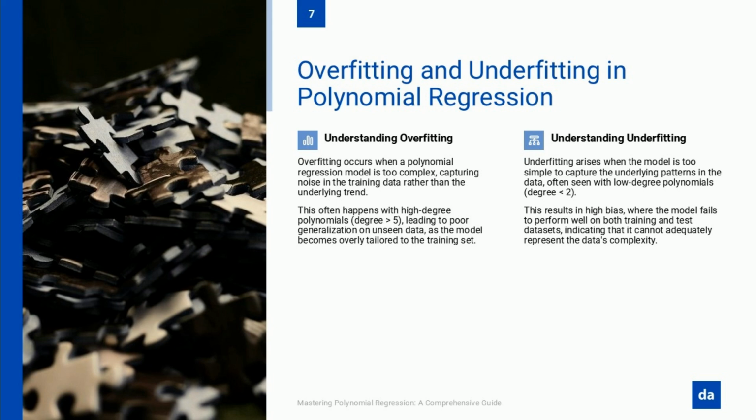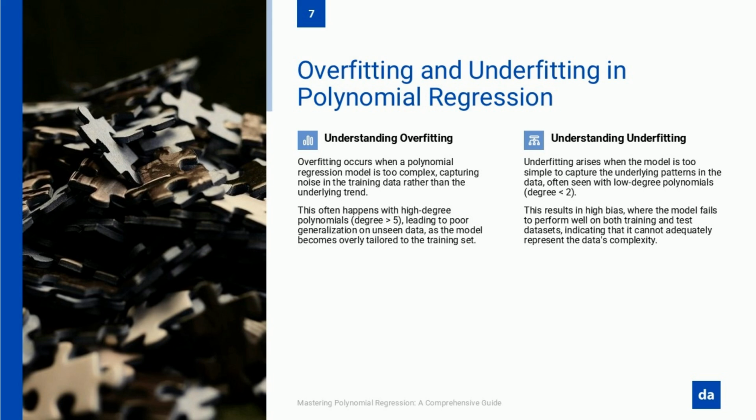For example, using a first-degree polynomial, which is a straight line, on data that clearly follows a curved trend will fail to capture the actual relationship. The model makes predictions that are too simplistic and does not learn enough from the data, causing poor performance on both the training and testing datasets. This is often a sign that the model needs a higher degree polynomial to better fit the data structure.